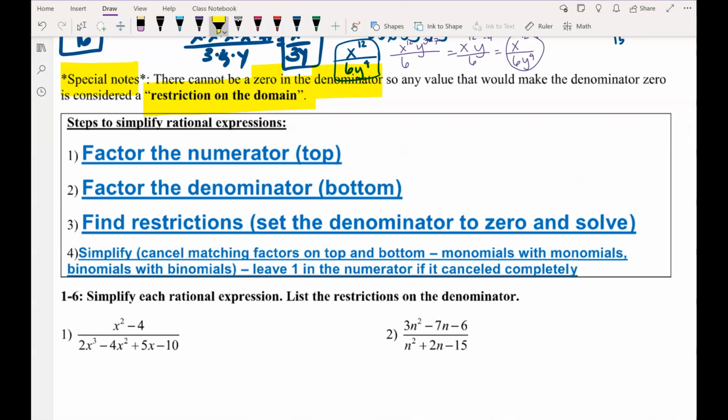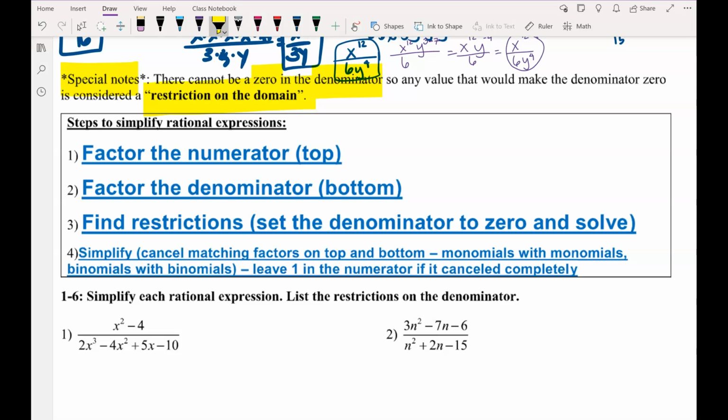That's why. All right. So in your notes packet, you guys have some blank lines. So can you please pause and fill this out? Steps to simplify rational expressions. Step number 1, factor the numerator, aka the top. Step number 2, factor out the denominator, aka the bottom. Step number 3, find restrictions. Set the denominator to 0 and solve.